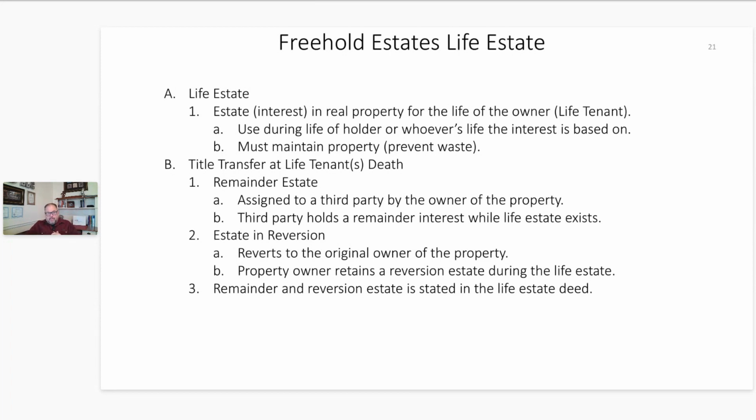Remainder estate or remainder man, you may see the term remainder man, is when the life tenant expires, it's going to be assigned to a third party. It will state that in the deed. So the remainder or reversion estate, it will state it in the actual deed itself. The life estate deed.